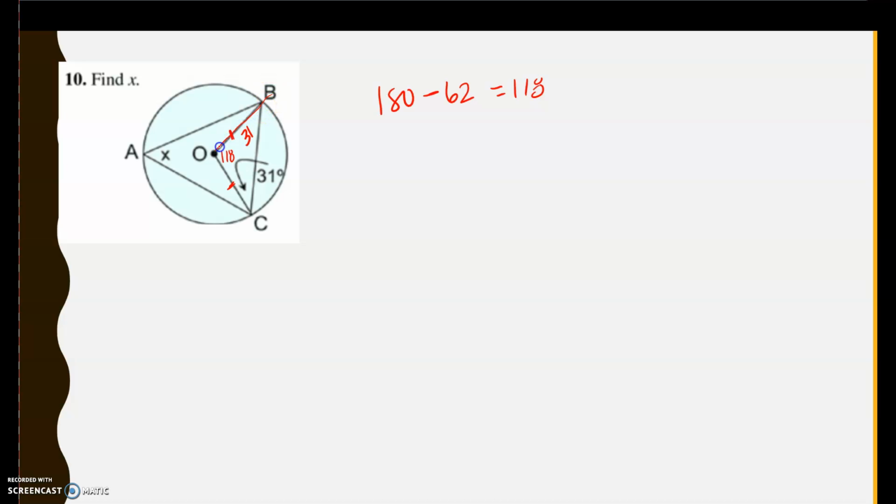The 118 central angle opens up to give me the arc of BC. So I know a central angle is exactly the same as the arc that it makes. I'm going to get 118 for that arc.